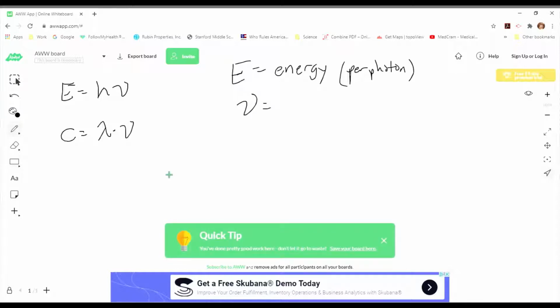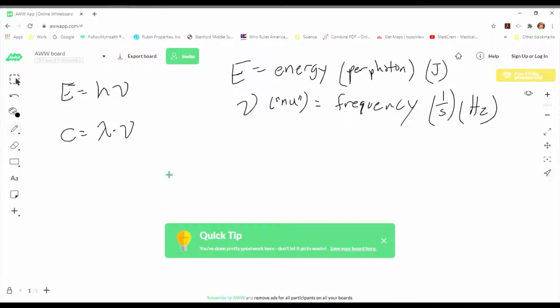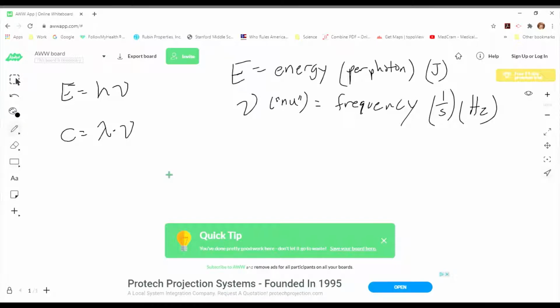Nu, you pronounce it N-U, nu, is frequency. You learned in the last video that light has frequency, how many waves per second. Usually the units are either per second, waves per second, or hertz. By the way, the units for energy are joules. Joules are a unit of measure of energy that we use in the SI system, and frequency is per second or hertz. A hertz is a wave per second. So when the frequency is 1 hertz, that means it's one wave passing a certain point per second.